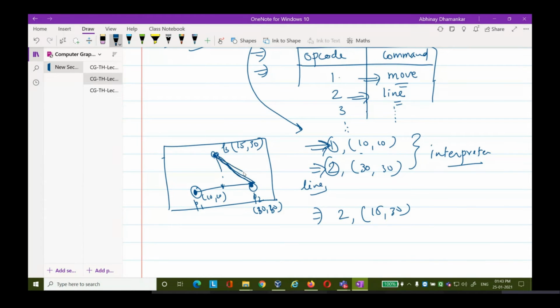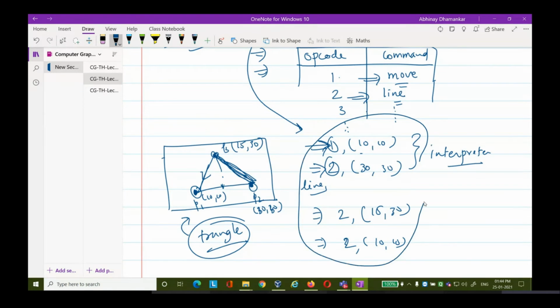Exactly straight line did not come out from my drawing. This line will be drawn from here to here. Then again next 2, 10, 10. Then from here to here the line will be drawn. In this way, a triangle picture will be formed using these commands.